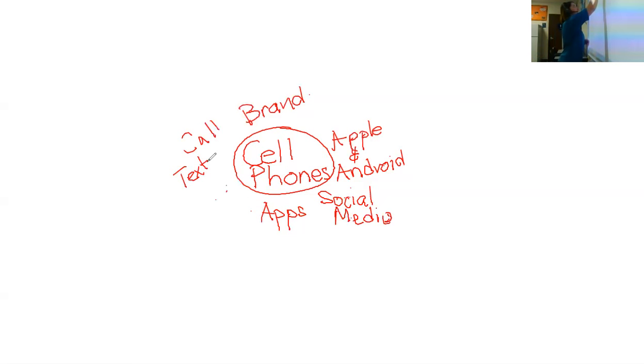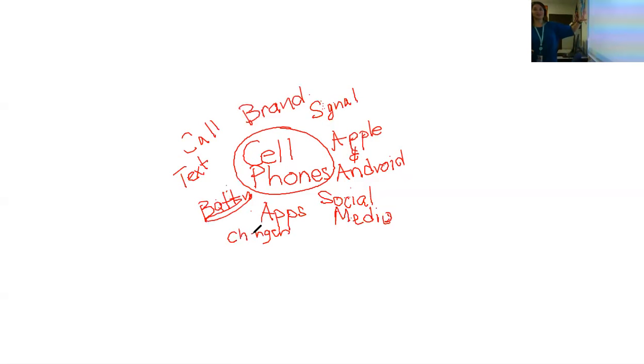I know that cell phones need a signal to work. Signal. I also know that you got to charge that battery, right? So there's a battery. Oh yeah, we have to have the right charger. I know there are different kinds of chargers. Okay, so I've got a lot of knowledge about cell phones.